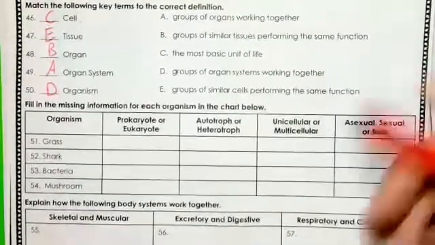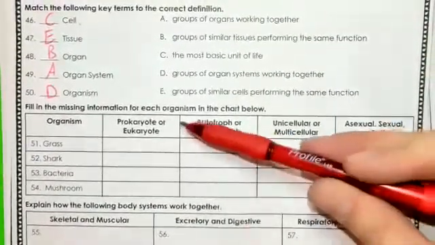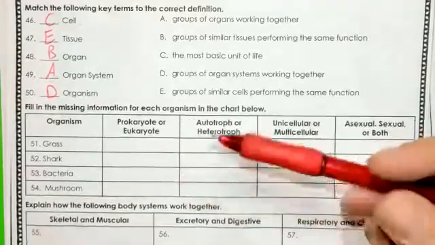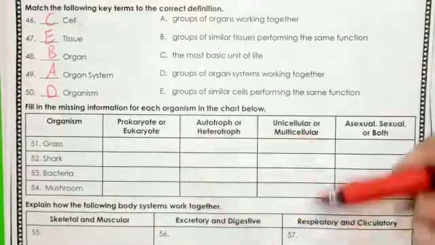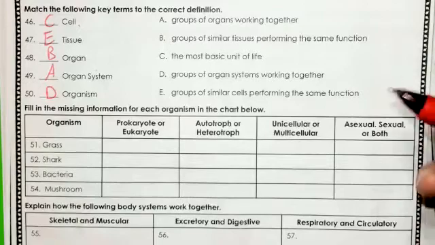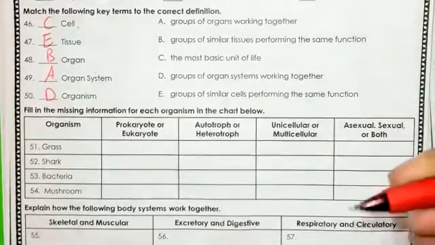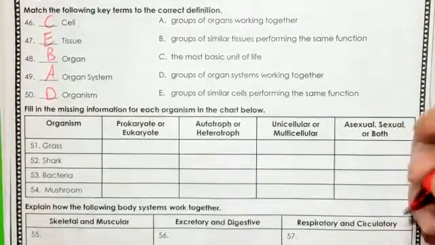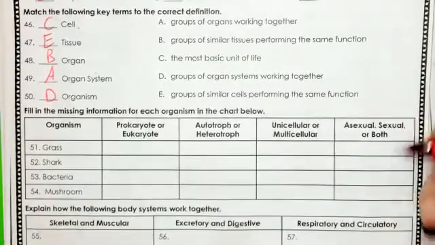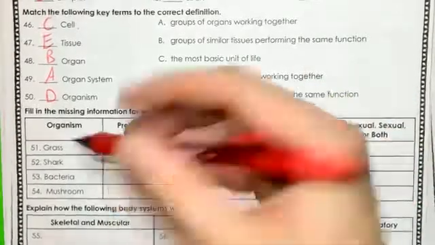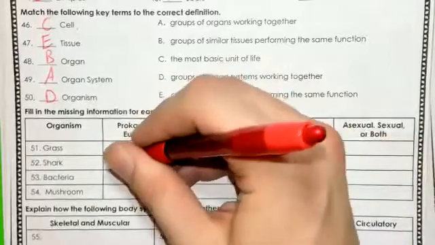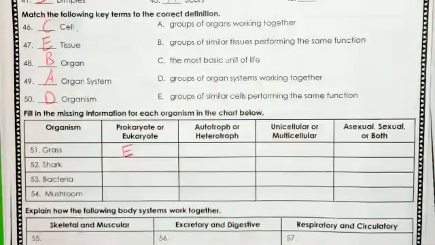It wants us to fill in this chart right here, guys. Prokaryotic, eukaryotic, let's start there. Prokaryotic, all right, means no nucleus, simple cell. Eukaryotic is a complex cell. Think of plants and animals, okay? Is grass a plant? Therefore, it's eukaryotic. You can write E for eukaryotic.